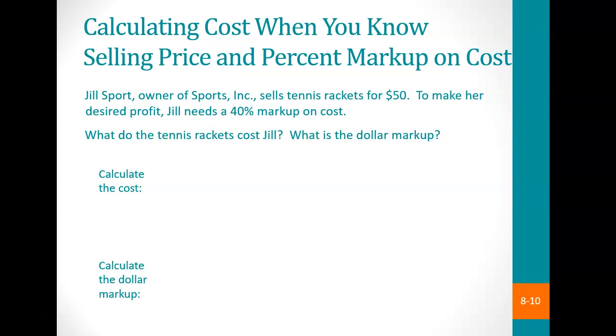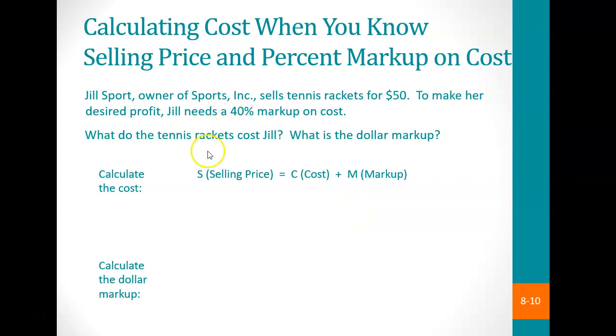One other example. Next example, we have Jill Sports sells tennis rackets for $50. So that's the selling price of $50. To make her desired profit, Jill needs a 40% markup on the cost. So now we're saying, what do the tennis rackets cost Jill, and what is the dollar markup? So once again, same formula, selling price equals cost plus markup.